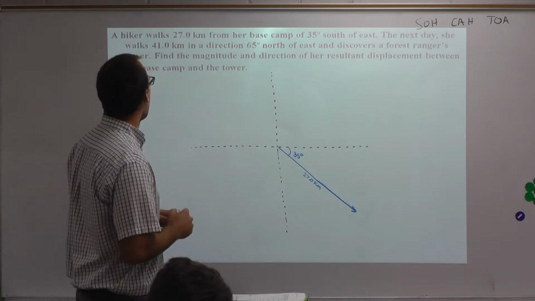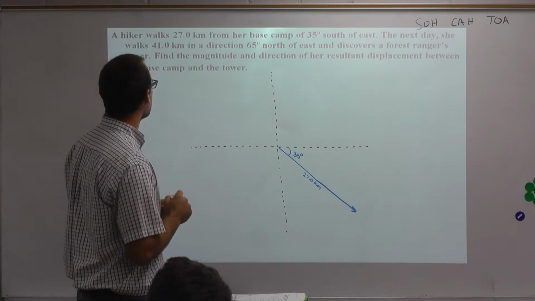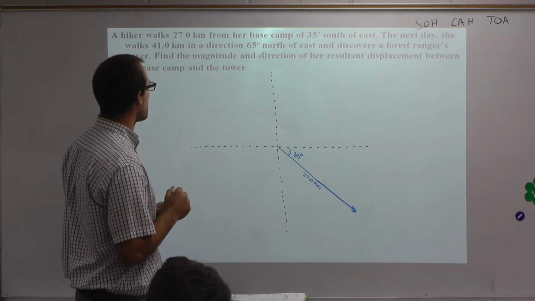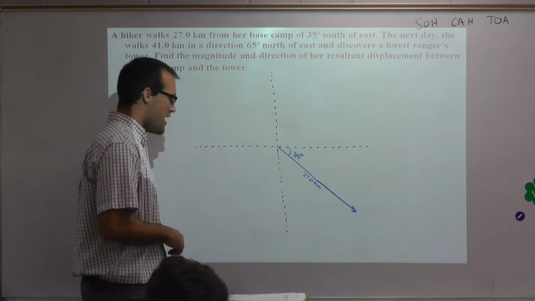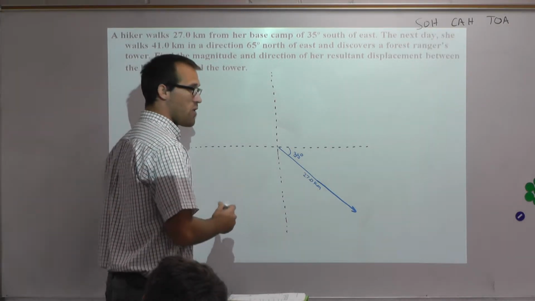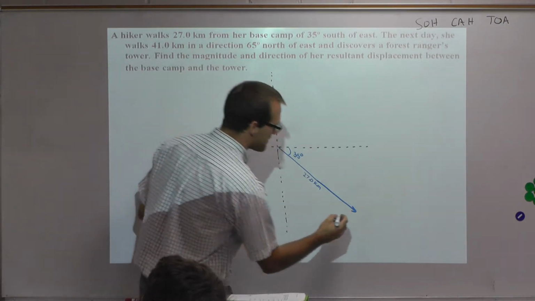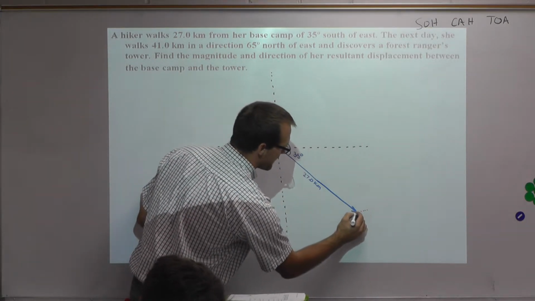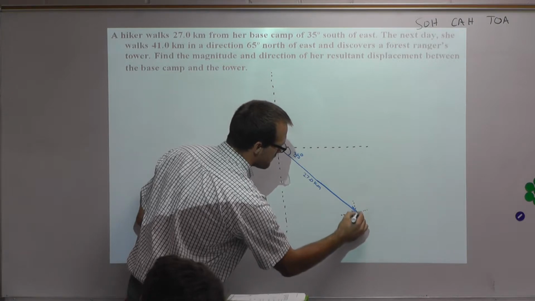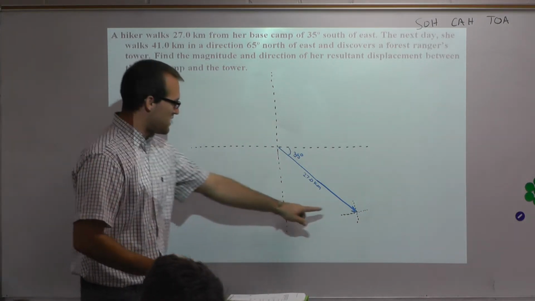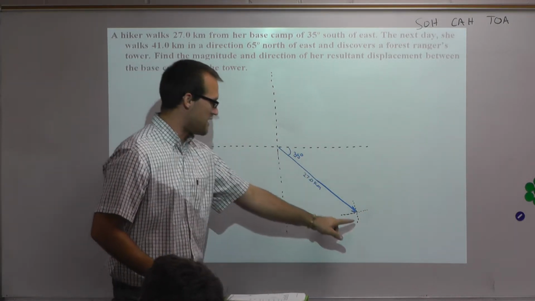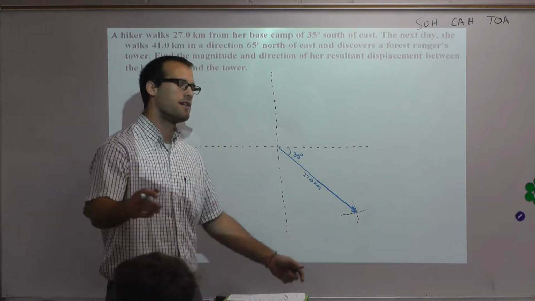So, we are going to go 41.0 kilometers in the direction north of east. If you're going to have a hard time figuring out where north of east is, for your frame of reference, make a little XY axis here. Everyone see that? Is this perpendicular, parallel to this? No. And it's pretty close.